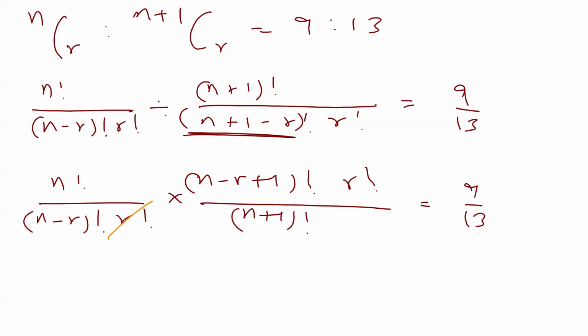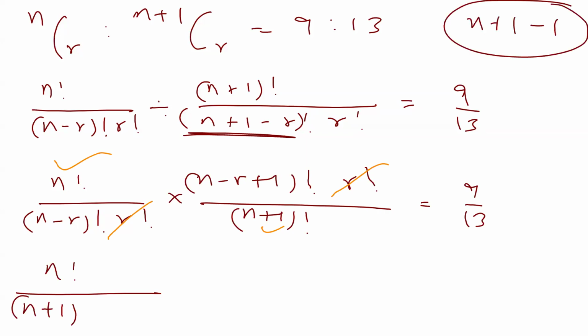So R factorial is gone. Now between N and N plus 1, this time N plus 1 is the bigger term. So I'll just reduce it. The first term of (N plus 1) factorial is N plus 1, and the previous term is N plus 1 minus 1. So the 1 gets cancelled. I'll stop at N factorial, because I got my N over here.